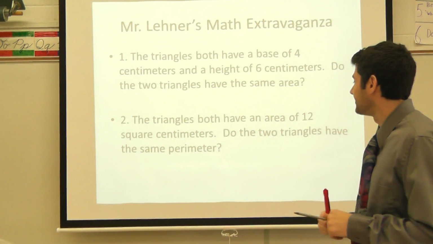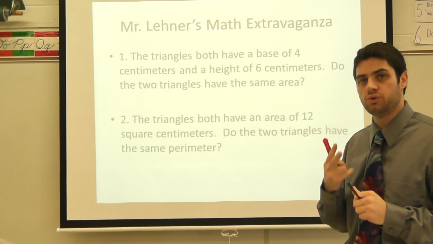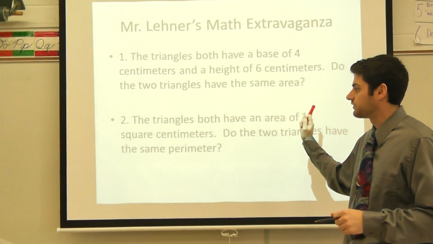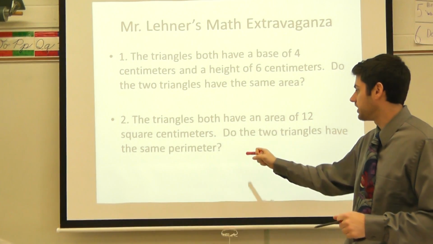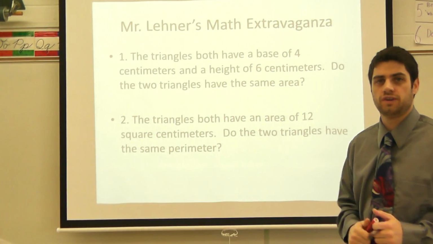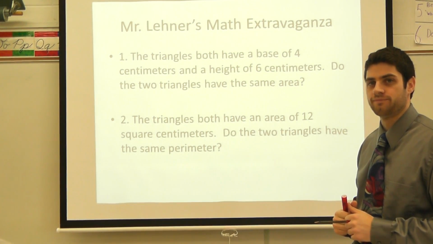and a pen or a pencil, and you're going to try and draw two triangles different than the ones I have, and you're going to try and get them to have 12 square centimeters as their area, and then figure out, do they have the same perimeter? Go ahead and pause this video, and we'll see what you come up with.